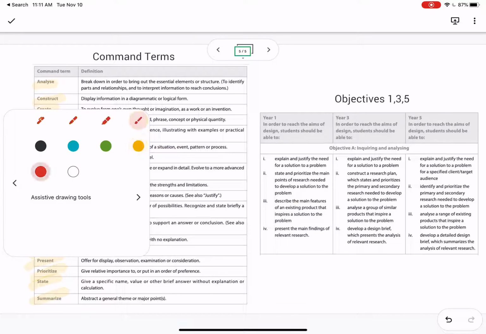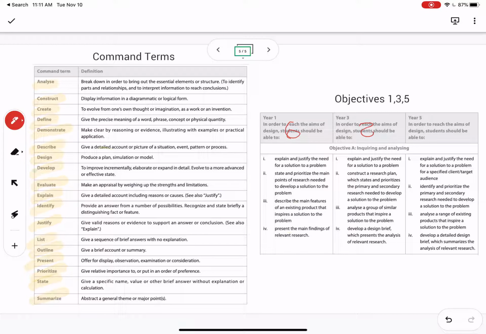So again, remembering that year 1 of the programme is 6th grade, year 3 of the programme is 8th grade, year 5 of the programme is 10th grade. These degrees of sophistication are developed over each year of the programme. So for example, back here in Objective A, inquiring and analysing, we see that the 6th grader is expected to be able to do some of the lower aspects of Bloom's taxonomy from those command terms. By the time they reach 10th grade, through a progression of learning, look at the scaffolding: analysing, constructing a research plan, developing a design brief.